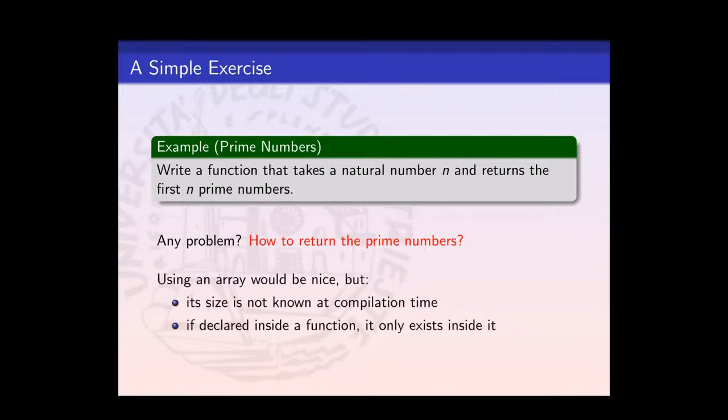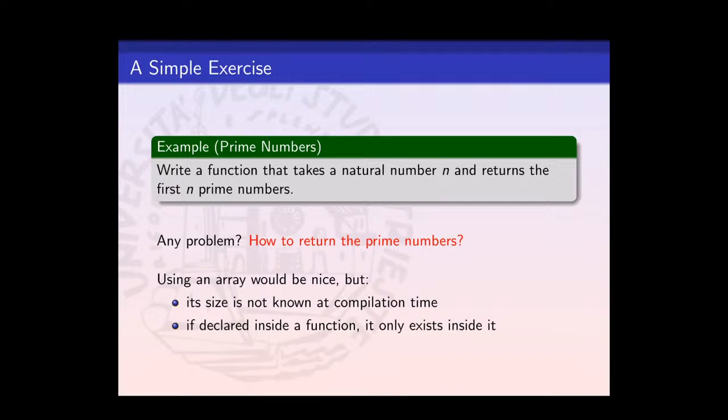Well, it would be nice to use an array, but we have some problems in using an array to return the sequence of the first n prime numbers. The first problem is that the size of the array is not known at compilation time, so we are not able to declare the array at compilation time.